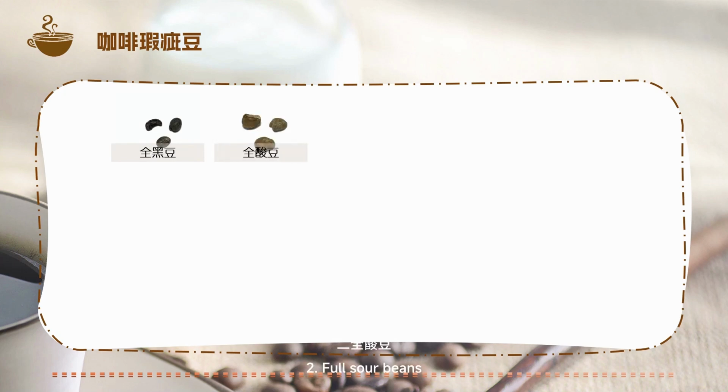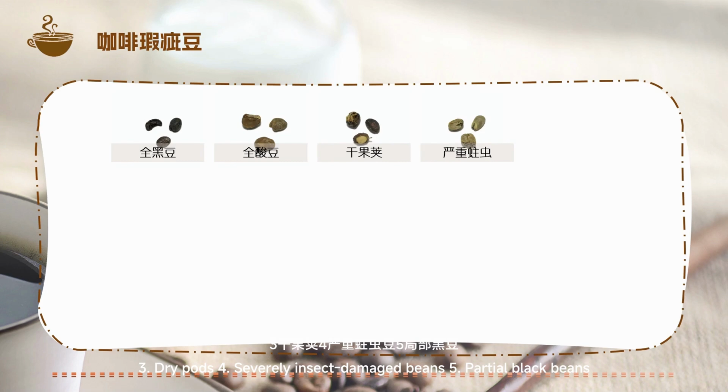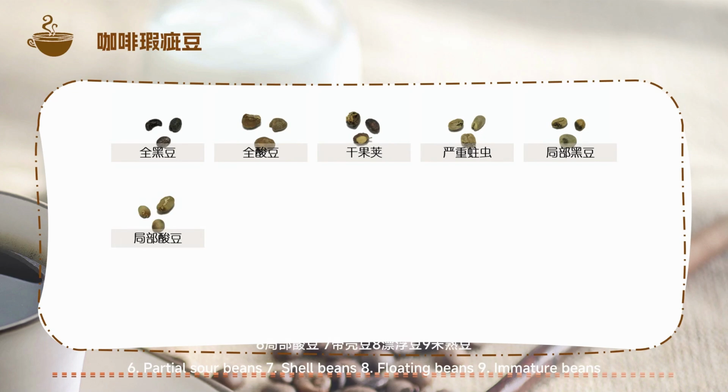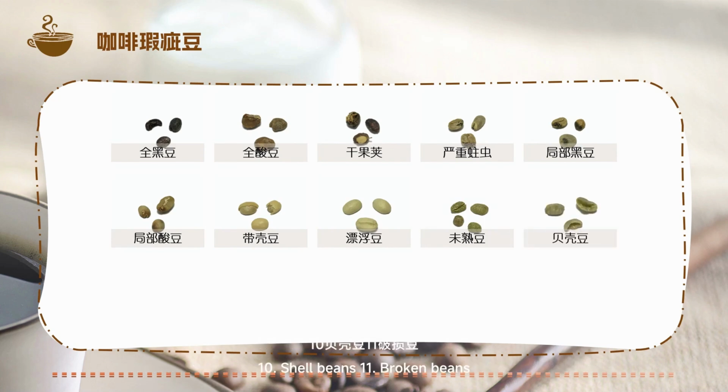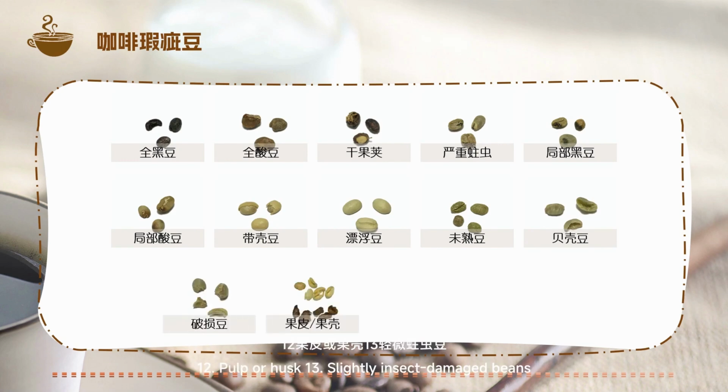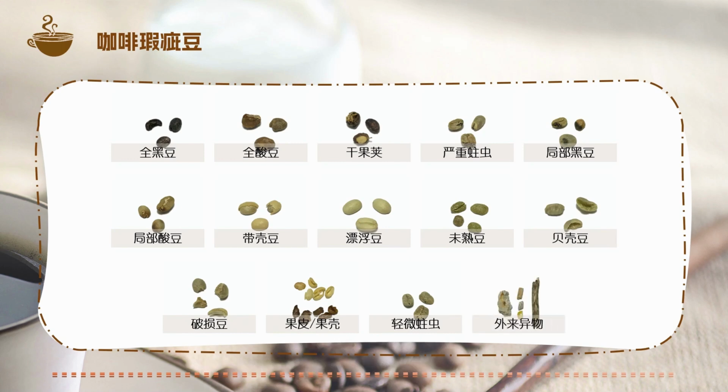Next, let's examine and understand the differences between defective beans. 1. Full black beans. 2. Full sour beans. 3. Dry pods. 4. Severely insect-damaged beans. 5. Partial black. 6. Partial sour beans. 7. Shell beans. 8. Floating beans. 9. Immature beans. 10. Shell beans. 11. Broken beans. 12. Pulp or husk. 13. Slightly insect-damaged beans. 14. Foreign objects.